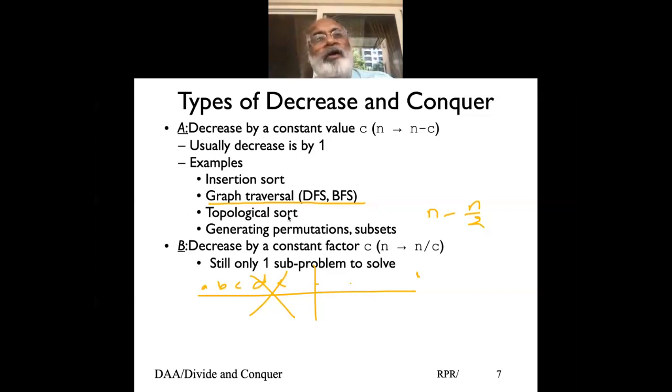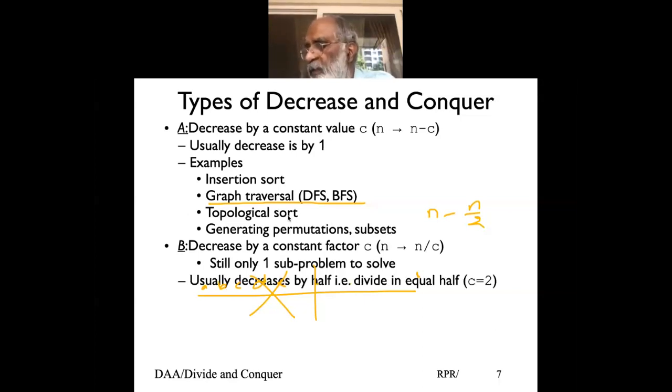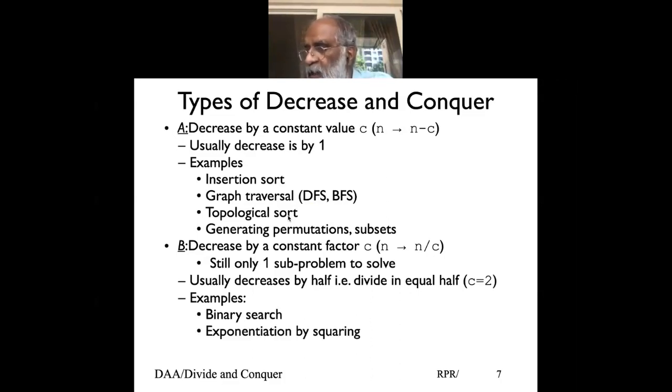So decreasing by a constant factor, like what we did when I solved the Hanoi tower with 5 towers, we decrease by a factor of 3 and solve that way. So we look at that part. Similarly, like binary search decrease by half, and we looked at that. Binary search, exponentiation by squaring, x to the power n by 2, and we looked at those problems.